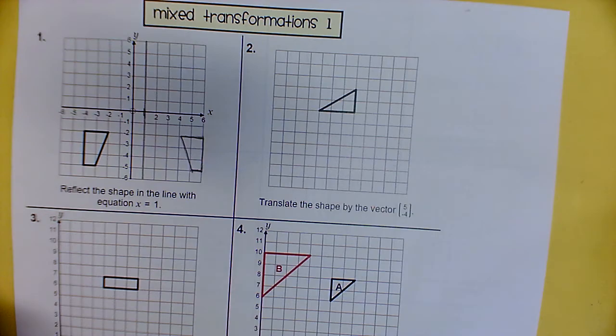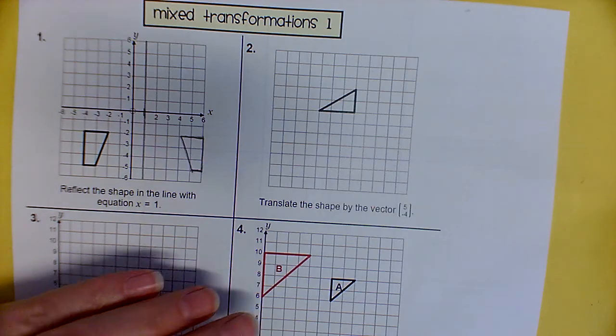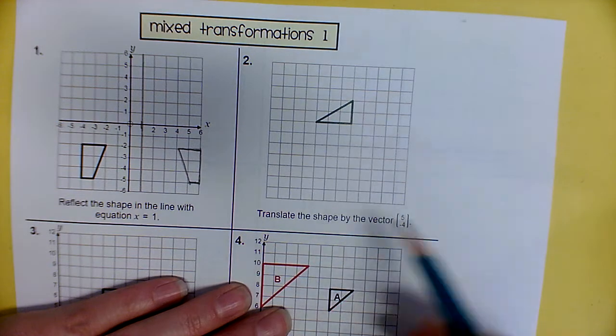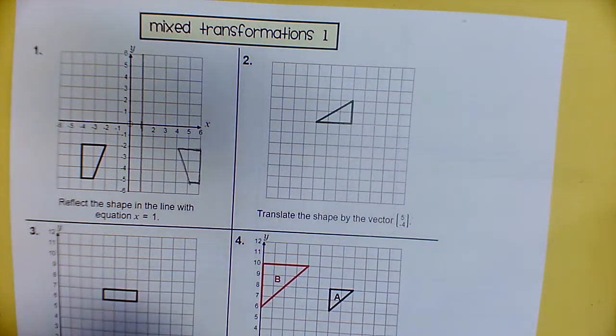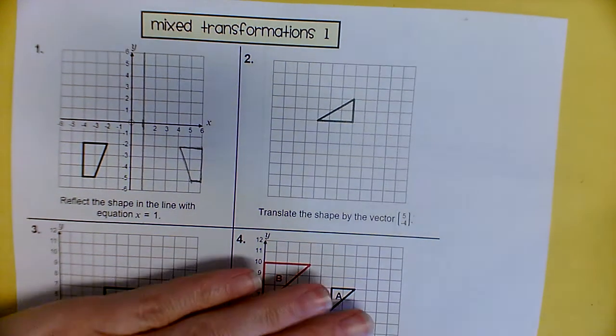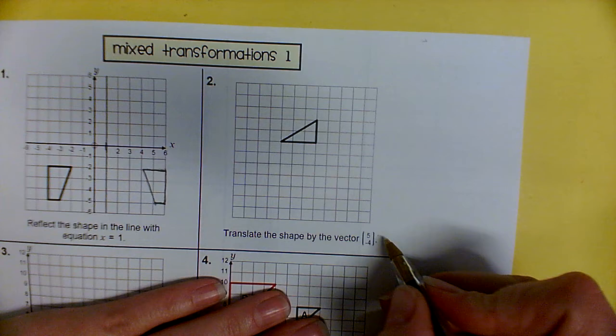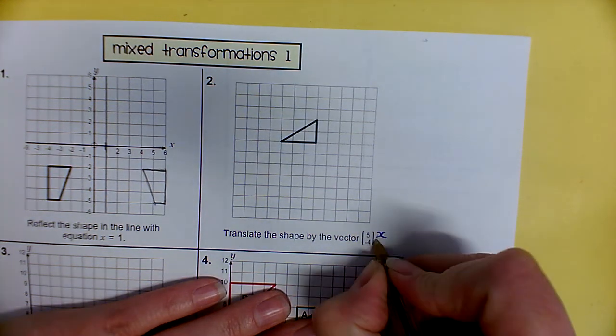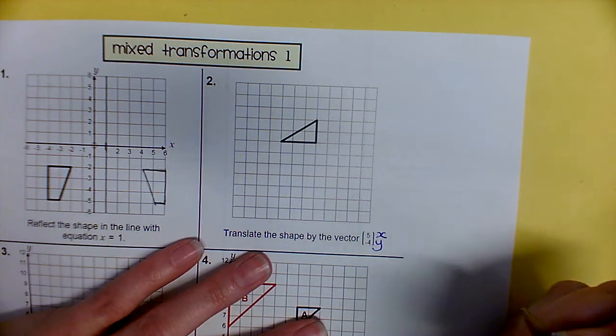Okay, now I want to have a look at translating shapes by vectors. So I've got my shape on my question, and it wants me to translate by the vector 5, minus 4. So it's worth noting a couple of things here. This is the x value on the top, so remember x comes before y, so x is on the top, y is on the bottom.